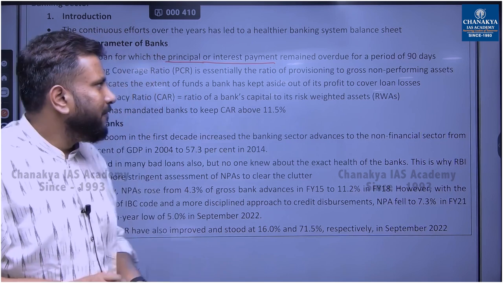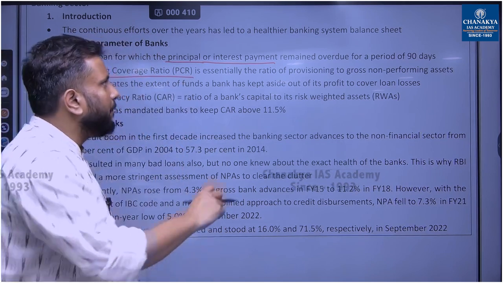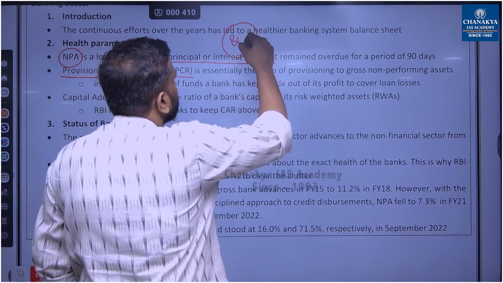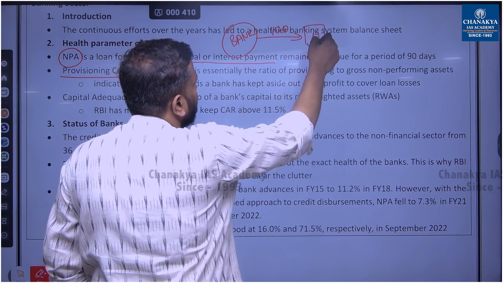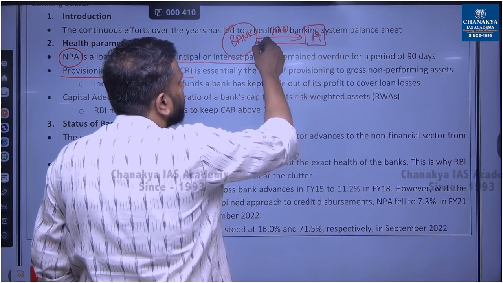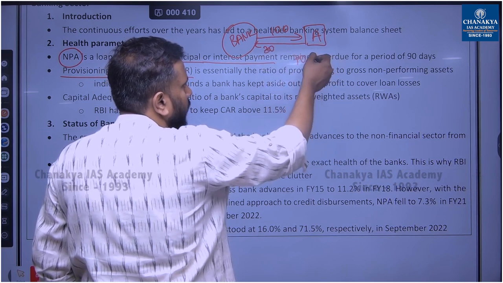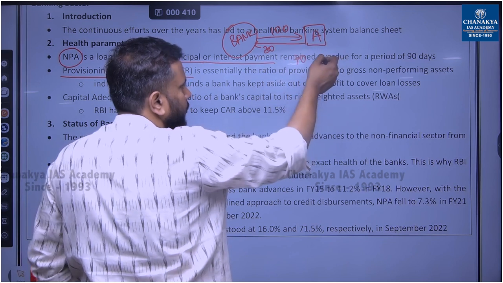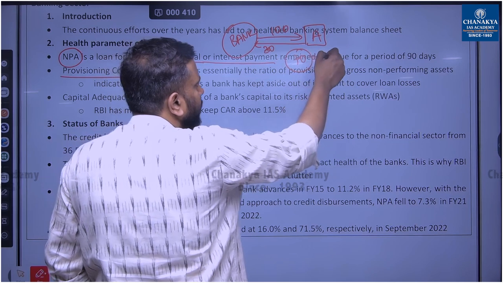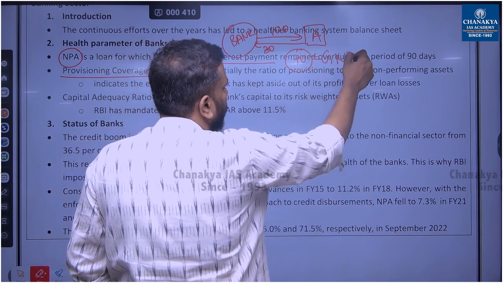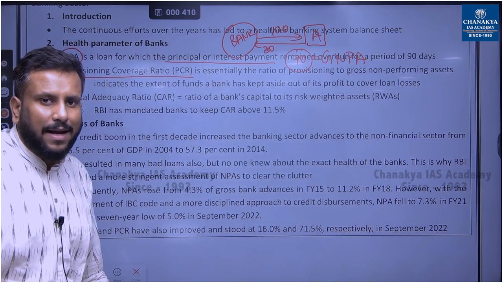Then what is the provisioning coverage ratio? Provisioning coverage ratio ka matlab, for example, if there's a bank, right, it has given a loan of 100 rupees to a company A, but the company has returned 30 rupees and 70 rupees the company is not able to return, right? So now it has been more than 3 months. 3 mahine ho chuke hain, to ab is case mein NPA kitna ho jayega? 70. So this is known as gross non-performing asset, because 70 rupees the company has not been able to pay back and it has been more than 3 months.